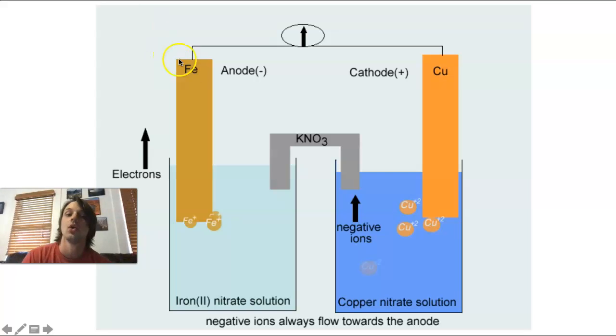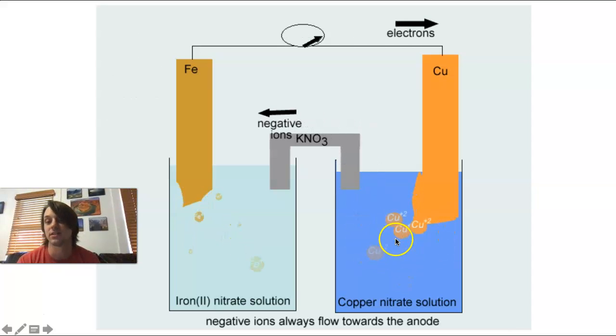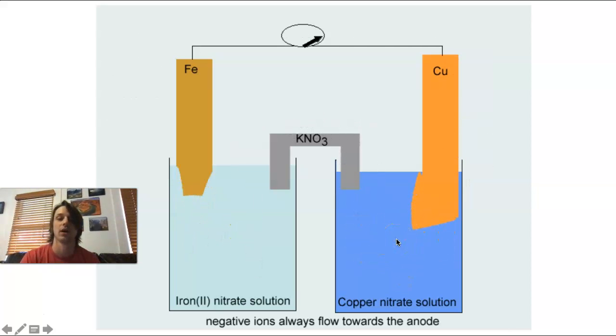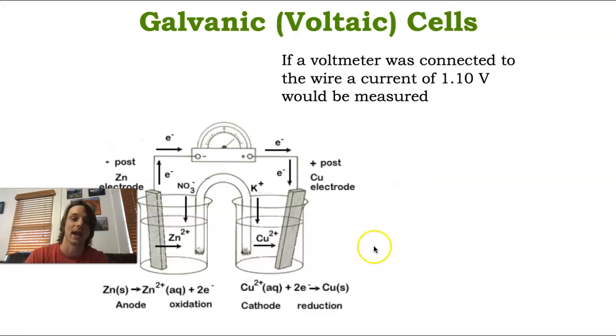Okay, when is it dead? When the anode has been completely depleted, or the solution of the cathode is out of positive ions to collect those electrons. Okay, so this completes the circuit, and I have an overall redox reaction.